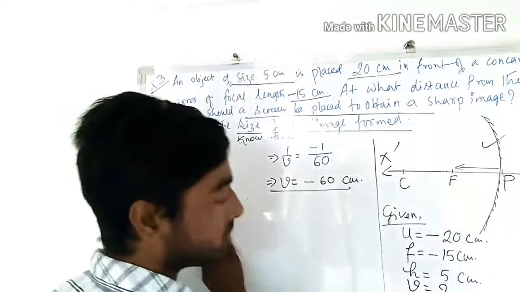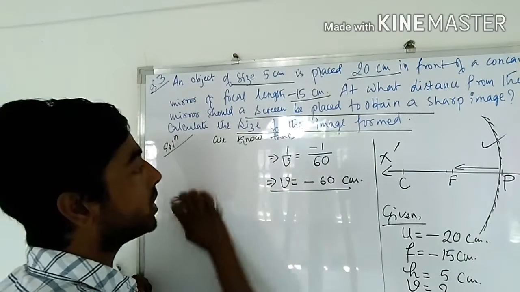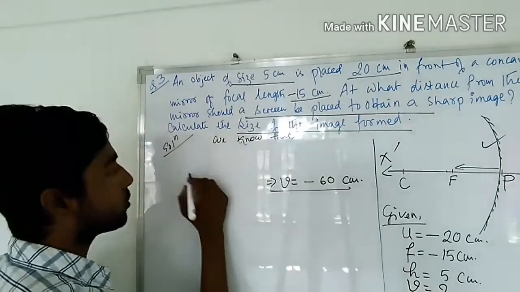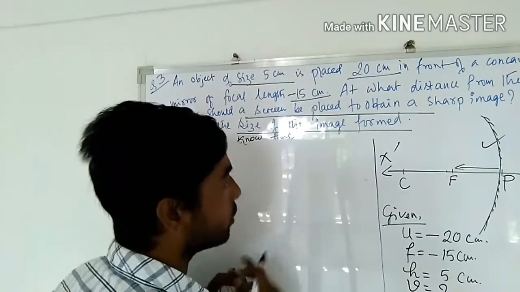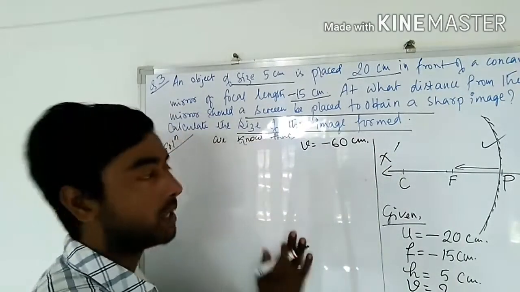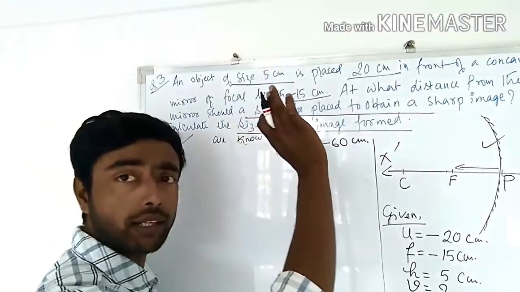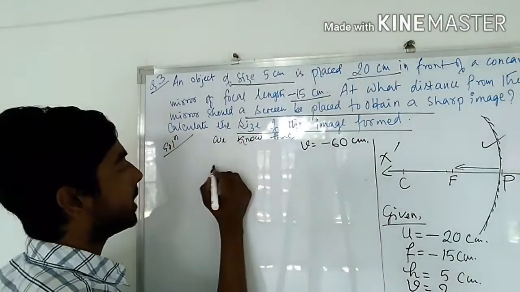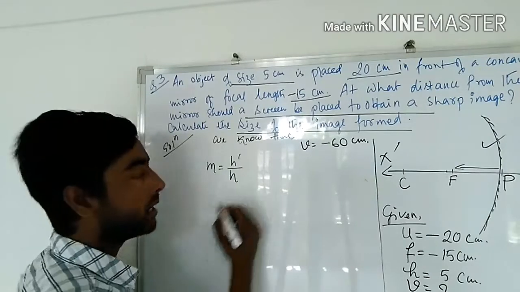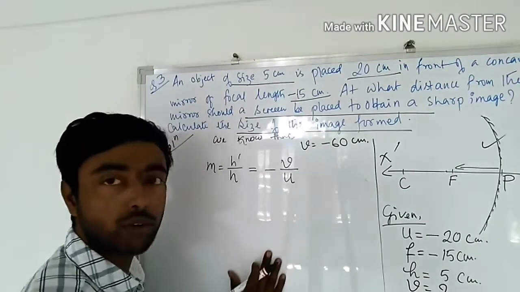You need to calculate h dash. To find out h dash, what will we use? We will use this formula. You see, m is equal to what? We have got the V value now. V will be minus 60 centimeters. Just now we have calculated. Again we know that m is equal to h dash divided by h, which is equal to minus V by U. This is the formula.